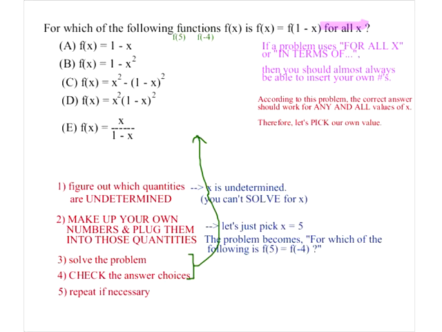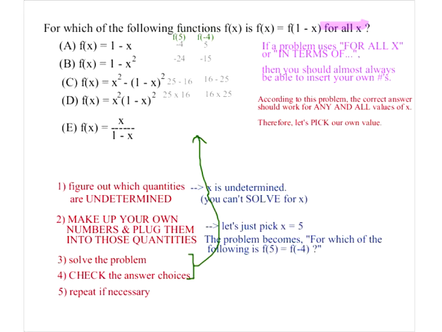So with choice A, f of 5 is -4 and f of -4 is 5. Those are not equal, so A is wrong. With B, f of 5 is 1 minus 25. f of -4 is 1 minus 16. Those are not equal. With C, f of 5 is 25 minus 16, and f of -4 is 16 minus 25. Those are not equal. Sorry, that's a typo, it's supposed to say 25. With D, f of 5 is 25 times 16, and f of -4 is 16 times 25.